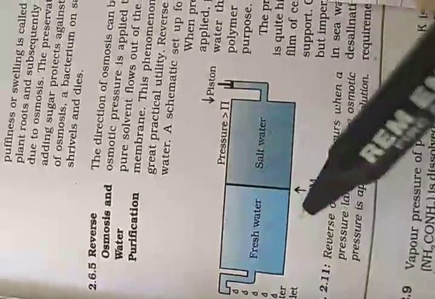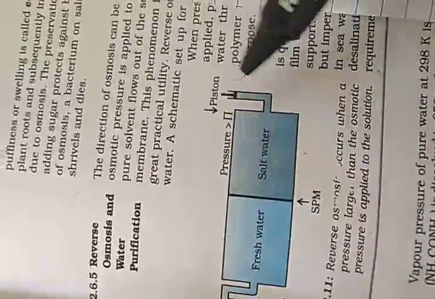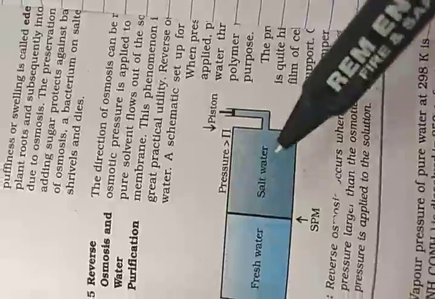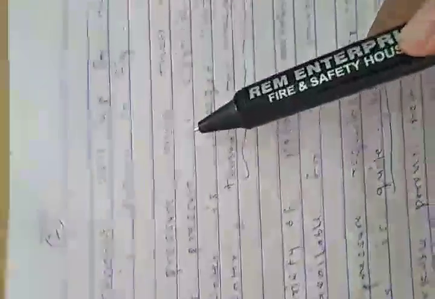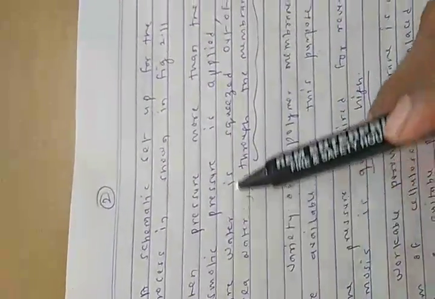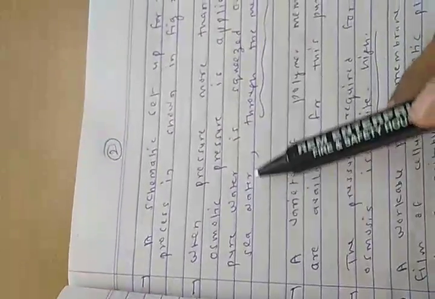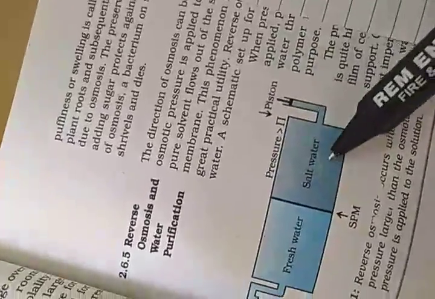This is salt water, semi-permeable membrane, piston. Pressure is applied more than the osmotic pressure. Through this, the fresh water is coming. How? You see. When pressure more than the osmotic pressure is applied, pure water is squeezed out of seawater through the membrane. Squeezed means coming out. If we are applying pressure from here, then it is squeezed.